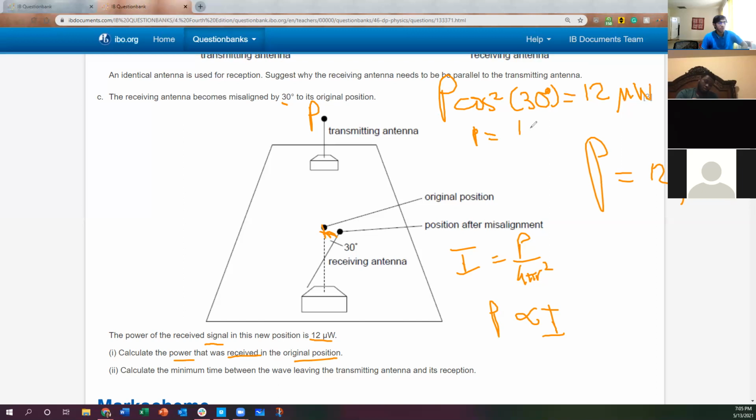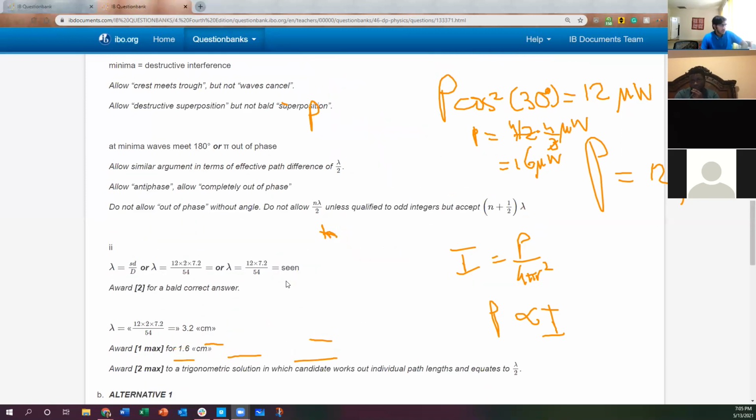So P equals 12 times 4 over 3 microwatts, which is going to be essentially 16 microwatts. So you just use the fact that this comes here, rotates, and use Malus's law. And essentially it's intensity, but they give it to us in terms of power. So let's see if that's correct.